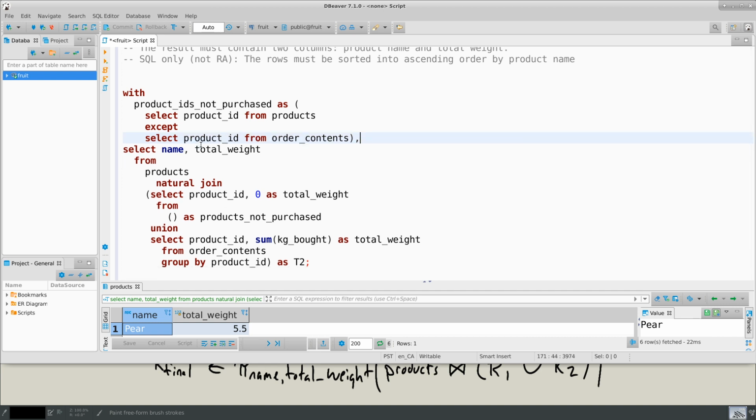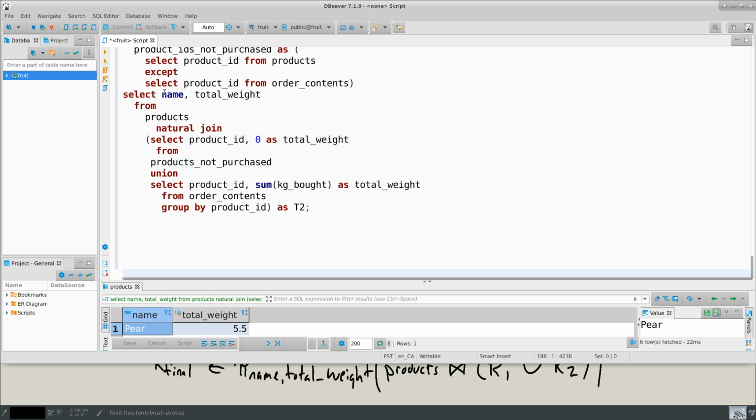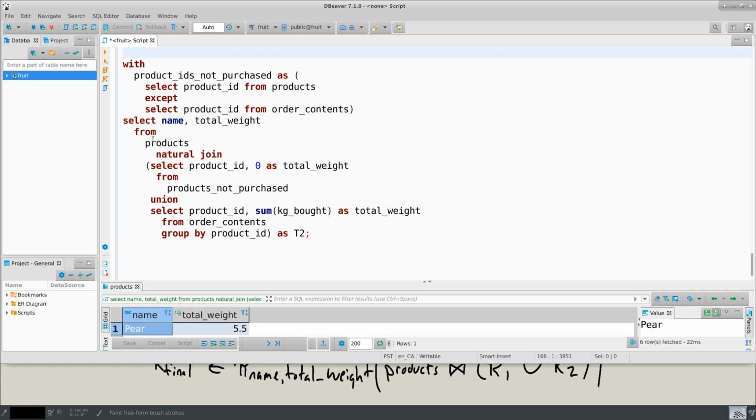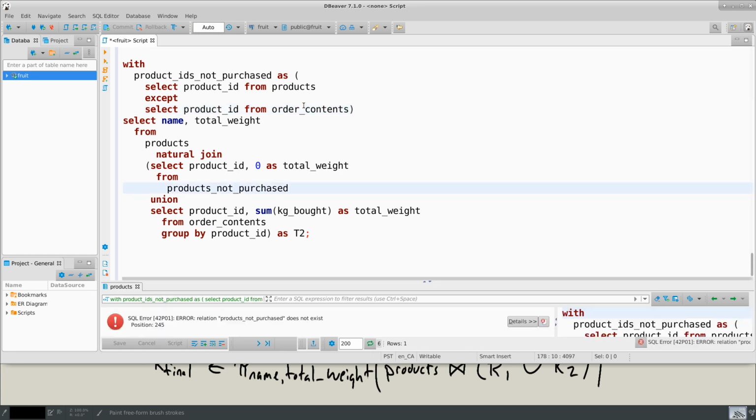And once you put it in the with clause before a select statement, it becomes exactly the same as if it were a table that you were otherwise selecting from. And so we'll talk about this again in the next video, but I want to show that there's light at the end of the tunnel if we're trying to clean this up. So we'll try running that. Product IDs not purchased.